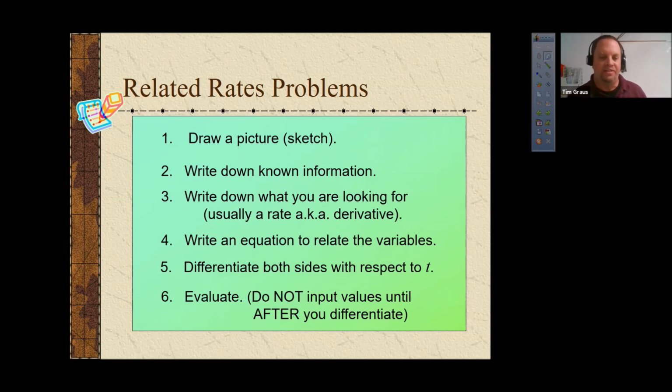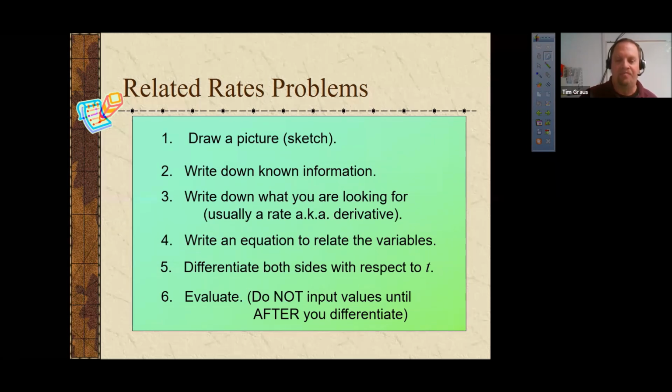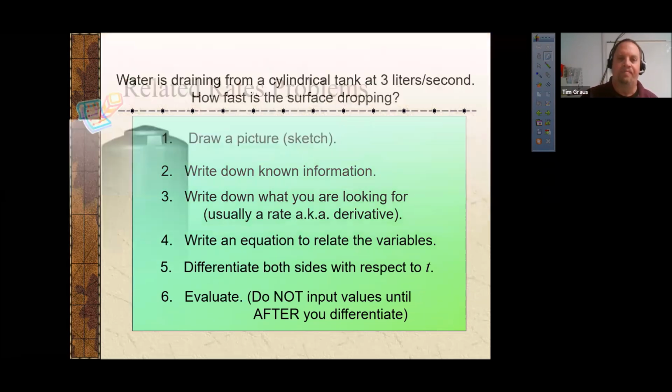Finally, evaluate. That is, take all the given numbers that you're given and solve for the one thing that is unknown. Now, it's very important that you do not input values until after you differentiate. If you start inputting values before you differentiate, you are most likely going to come up with the wrong relationship between the rates. Here's a second example.